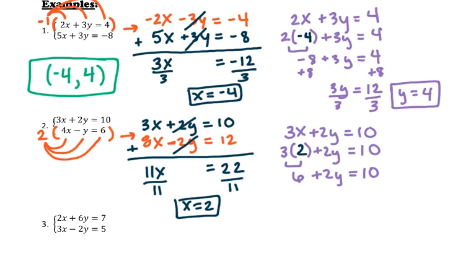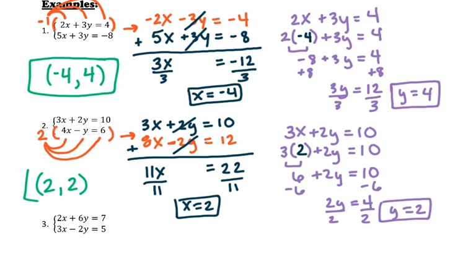So undo addition and subtraction first. So we have to undo a plus 6 by subtracting 6. And then 10 minus 6 becomes 4. Divide by that 2 and we get y equals 2. So for this one, our final answer, our x was 2 and oh, they're the same. So that one's kind of hard to mess up. So 2, 2 is our final answer.